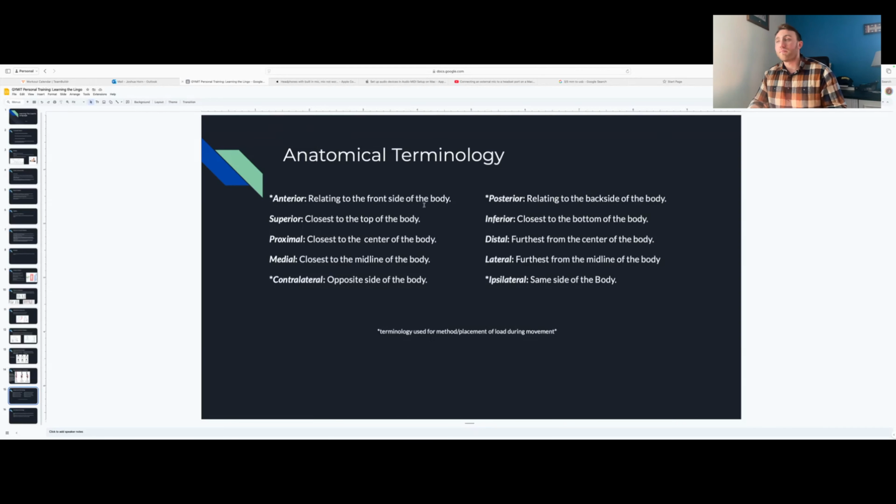Medial versus lateral. So medial is closest to the inside. So medial is like when we think of adduction coming in, that's medial, right? We can think of medial as the inside of the leg here, your adductors. We can think of lateral as the outside.